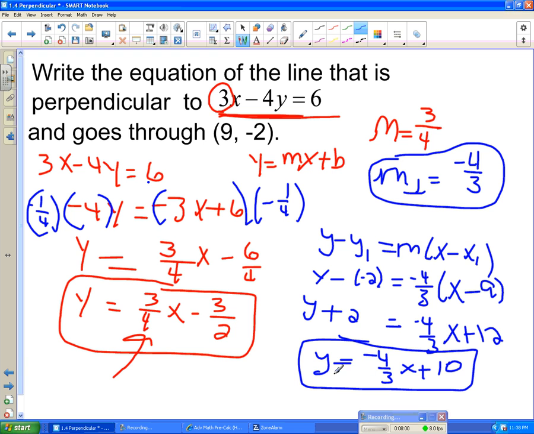If I compare these two right here, I can see the slope was 3/4. Here the slope is negative 4/3, which is the reciprocal, and then I change the sign, make it negative, and I have different y-intercepts. So this line is my answer.